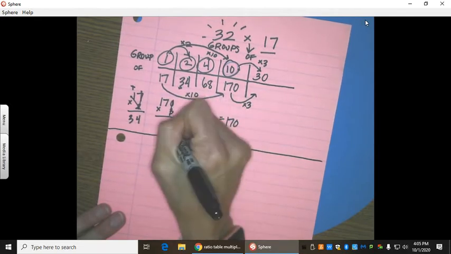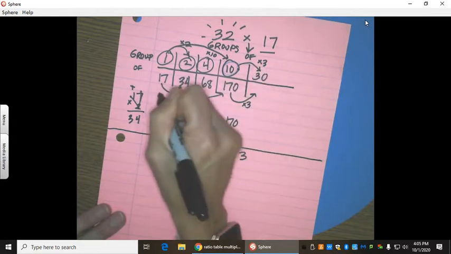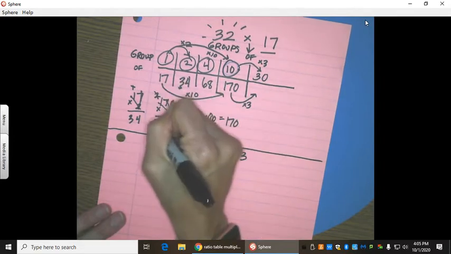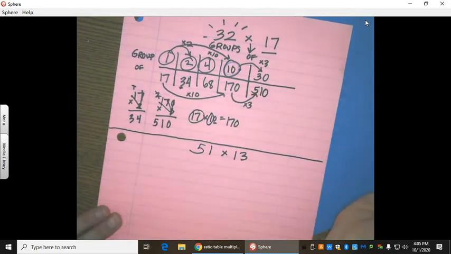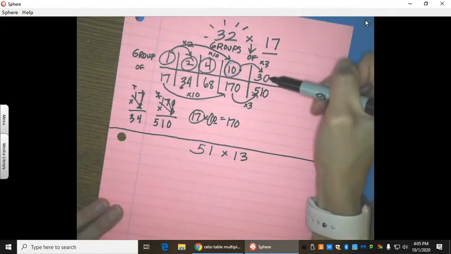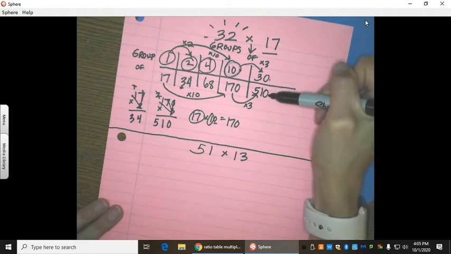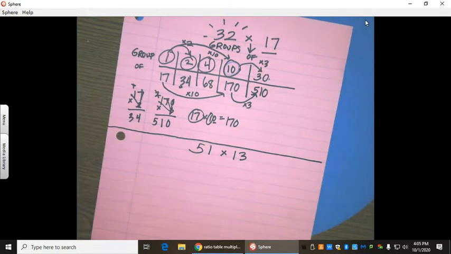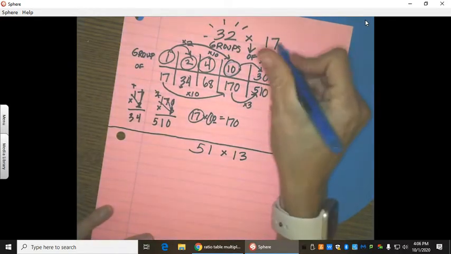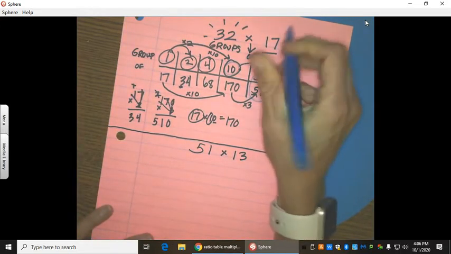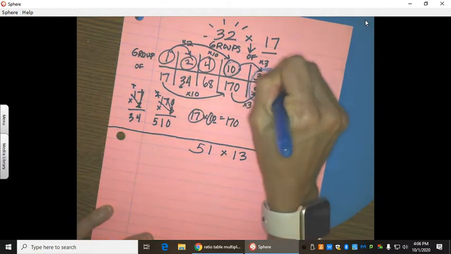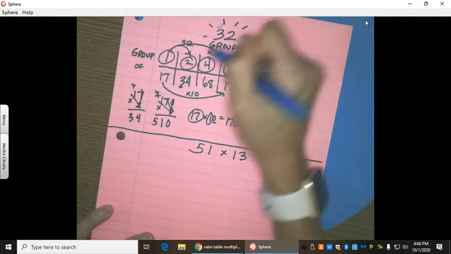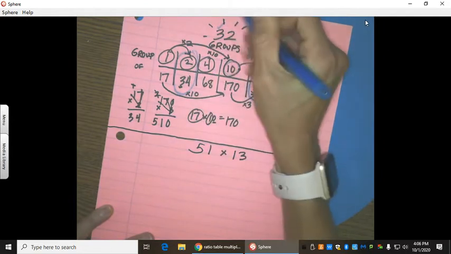3 times 0 is 0. 3 times 7 is 21. 3 times 1 is 3. 4, 5. So I get 510. Okay, so I just found out that 30 groups of 17 is 510. Now I'm close. So how can I get that extra 2? Well, wait a minute. If 30 groups is 510, and I need 32 groups, well, I already know what 30 is, and wait, I already know what two groups are.